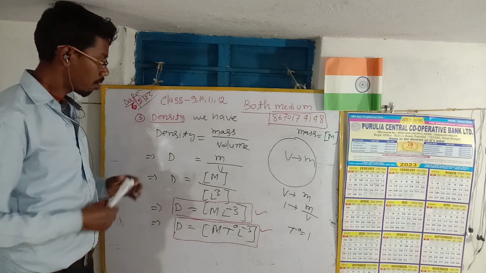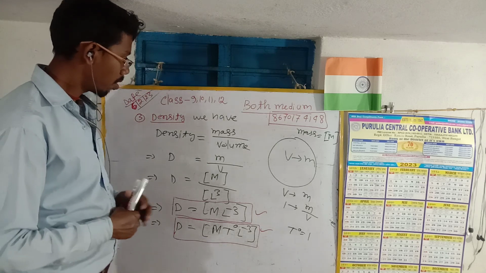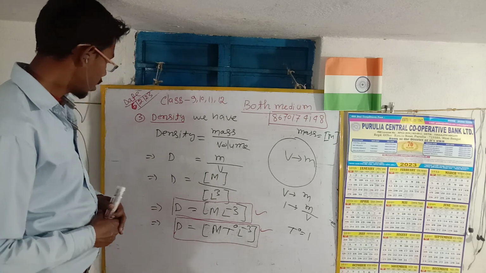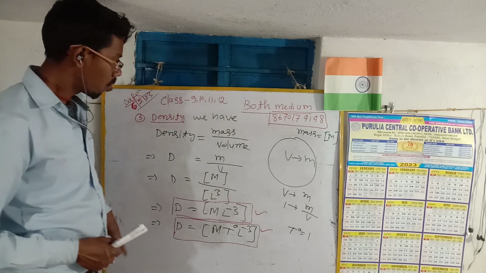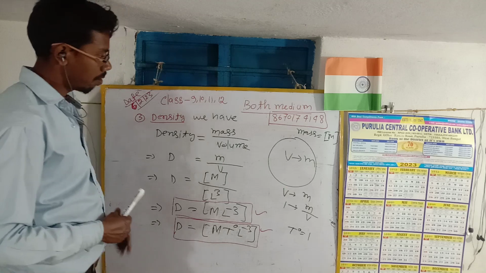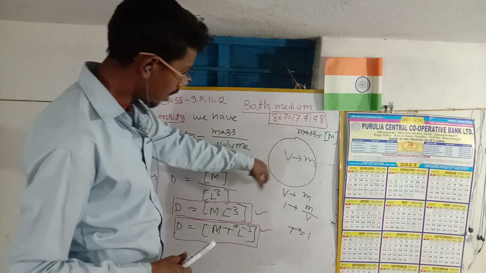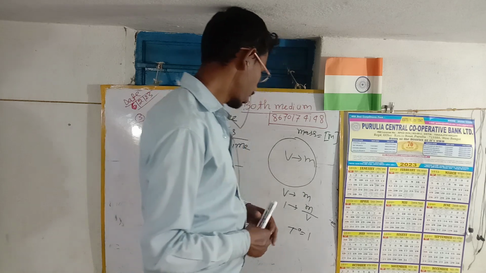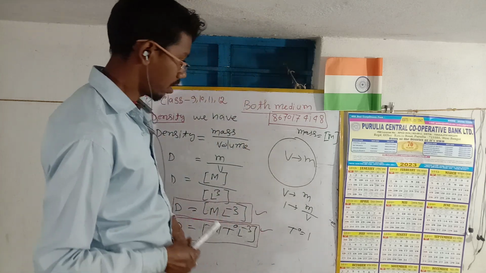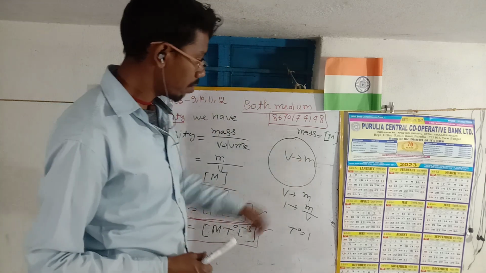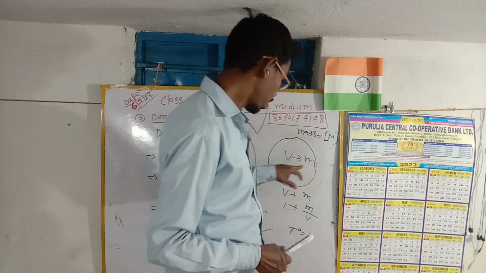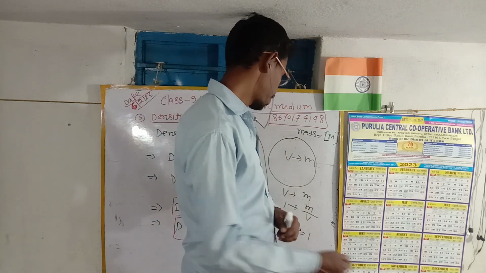Everyone look at the board carefully. Now start. We have density equal to mass per volume. Here consider an object of volume V. The mass of the V volume object is m.